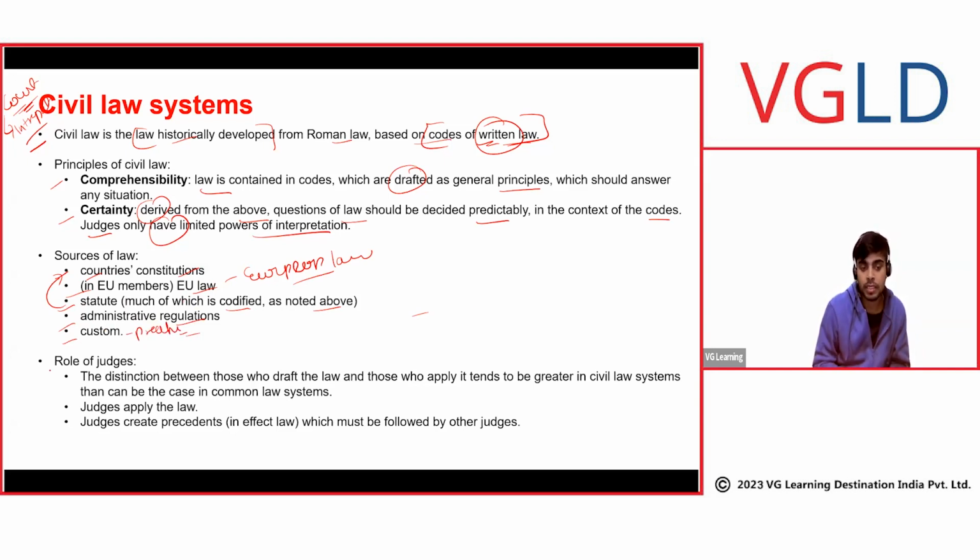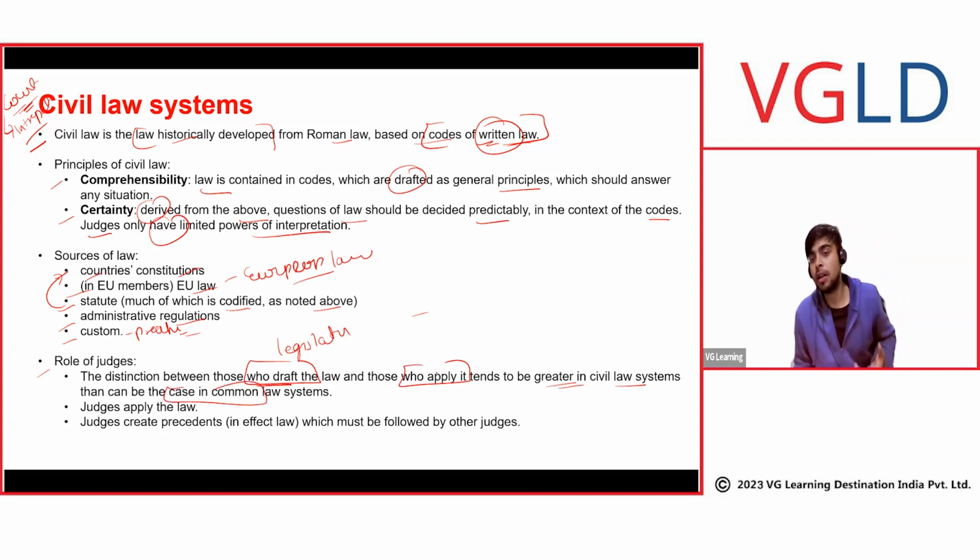What is the role of judges here in the case of civil law? The distinction between those who draft the law, basically the legislature, and those who apply it tends to be greater in a civil law system than in a common law system, because in common law whatever judges decide for the cases basically sets the precedent.